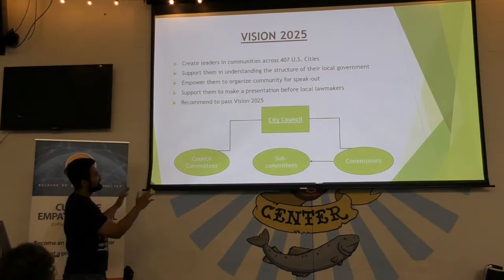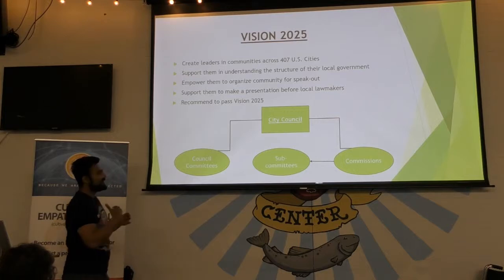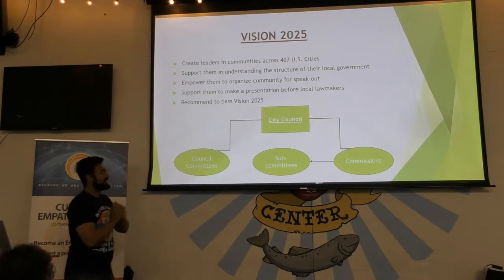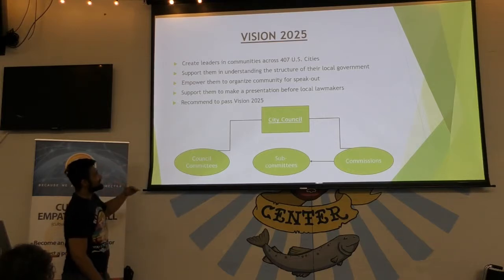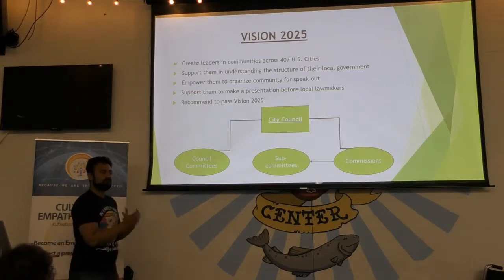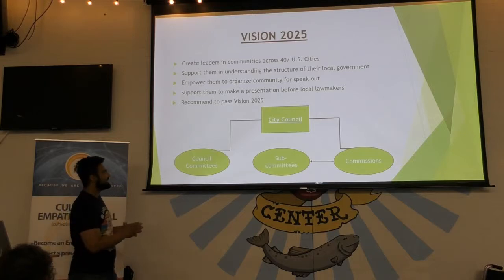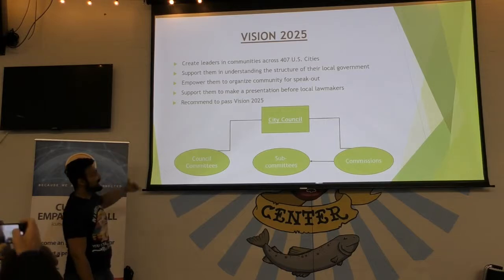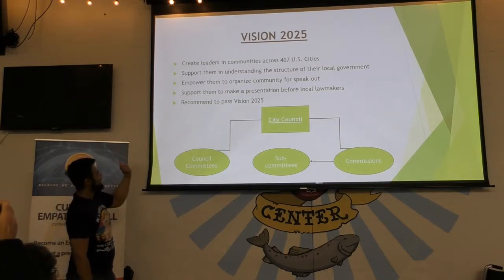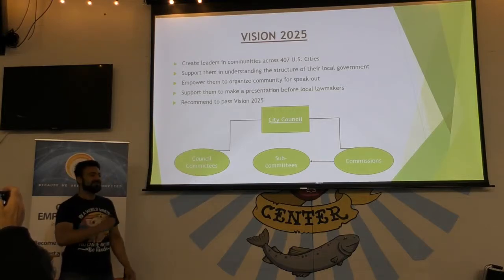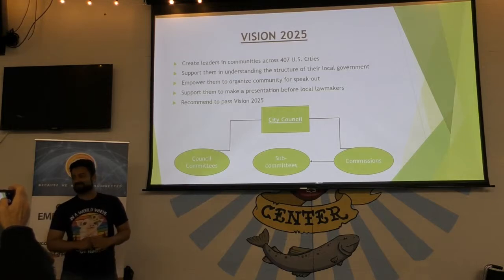Also, after we speak out in city council meetings or in other advisory bodies, we send out follow-up emails to them. In the follow-up emails, we ask them if they are interested in allowing us to make a presentation on this, to give them more data and information on how deteriorating animal farming is and what we can do about it. If we get a chance to make a presentation before them, we recommend that they pass Vision 2025 to reduce the consumption of meat and dairy in their local community.